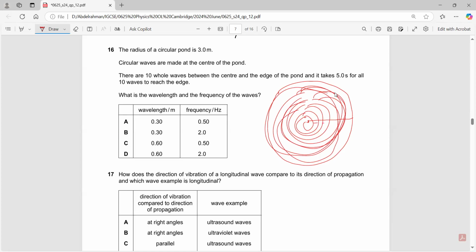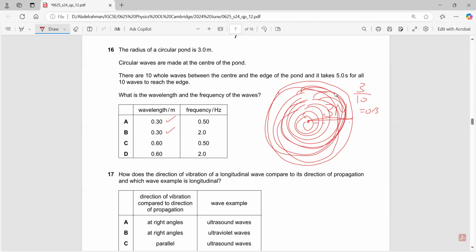The wavelength. What would the wavelength be if you draw 10 waves in a radius of 3 meters? The wavelength would be 3 divided by 10, which is 0.3. Why? Because you've got 10 waves in a distance of 3 meters. So you divide the total distance by the number of waves, which gives 0.3 meters. This is the wavelength. What about the frequency?